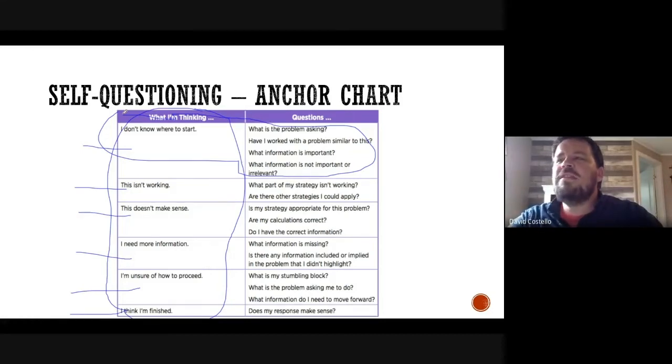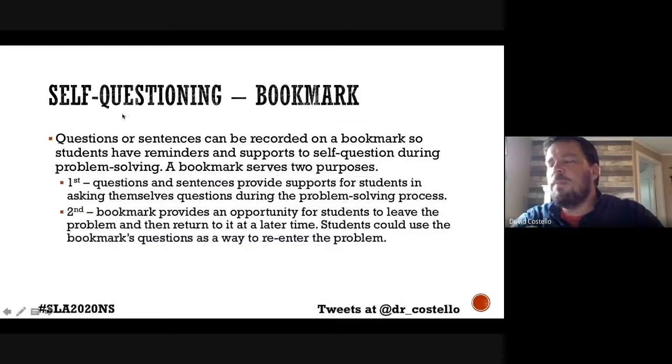And I think that we need to encourage and support students in being self-questioners when they're problem solving, because when they're always coming up to us and saying, I don't know what to do next, or I can't do this, we need them to frame it in a question so that they know what question they need answered to move to the next step. And another strategy with the self-questioning is a bookmark.